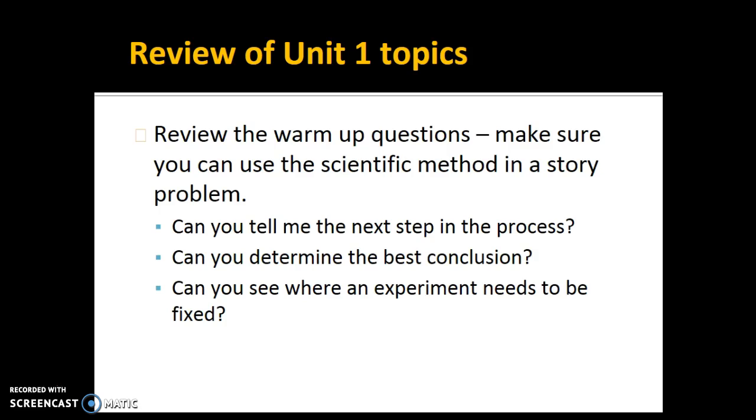Other things that you're going to see on this test is stuff from Unit 1. So I want you to make sure you review the scientific method. Can you tell me the next step in the process? If you saw a story problem, can you tell me what the next step would be? Can you determine the best conclusion? Can you see where an experiment needs to be fixed? Remember when we had results? Were the results valid results? Be able to tell me the scientific method and give examples of each step so that you know what those are.